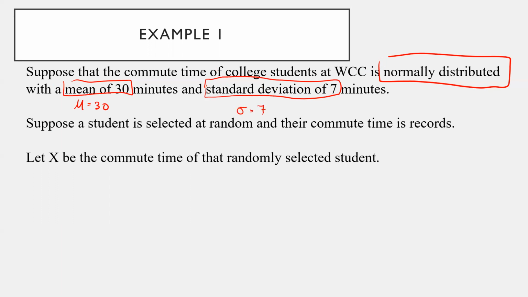And it says, suppose a student is selected at random and their commute time is recorded. So now here's the thing. When I select a student at random, do I know exactly how long their commute time is going to be to get to campus? No. It's going to be a random number, a random outcome. So it's going to be an unknown variable here. So I'm going to define this variable x. I'm going to be letting the random variable x be the commute time of the randomly selected student.